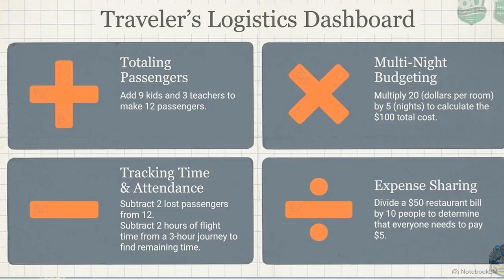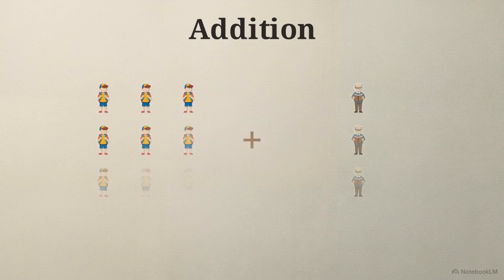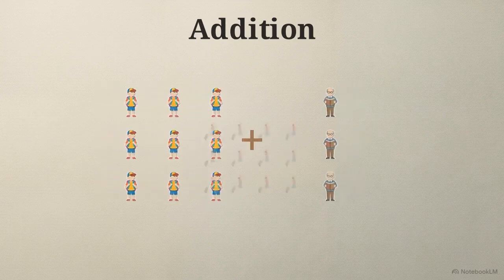This dashboard shows 4 basic mathematical symbols. While we usually think of math for tests, here it acts as a language tool for managing the logistics of a trip. Addition helps calculate group sizes. If we bring 9 kids and 3 teachers, we add them together to confirm we have 12 passengers.